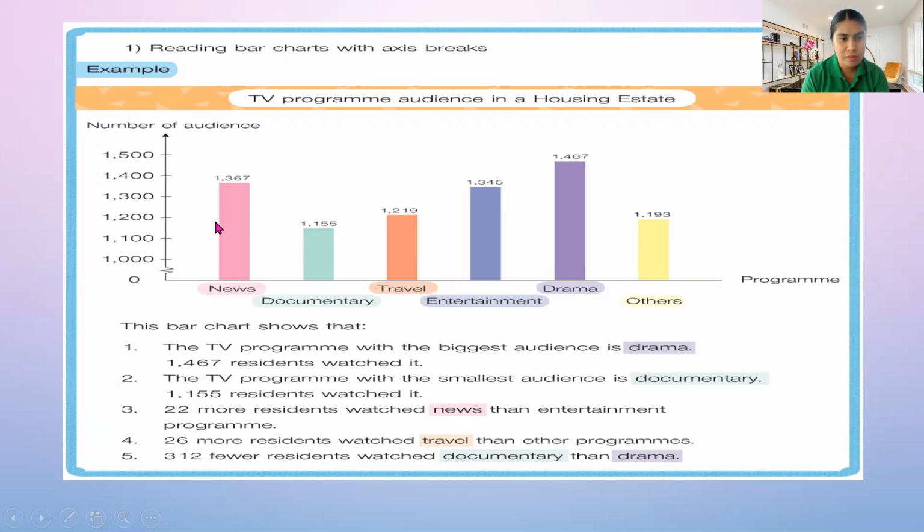So news, documentary, travel, entertainment, drama, and others. The biggest audience is drama, with 1,467 residents watching it. The TV program with the smallest audience is documentary. So as you can see in the bar chart, documentary is the smallest.